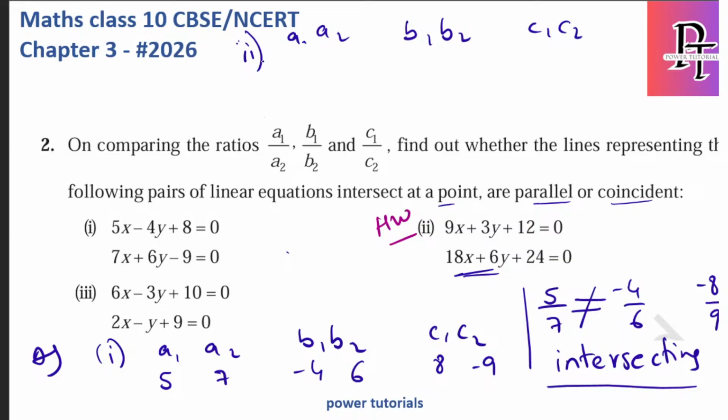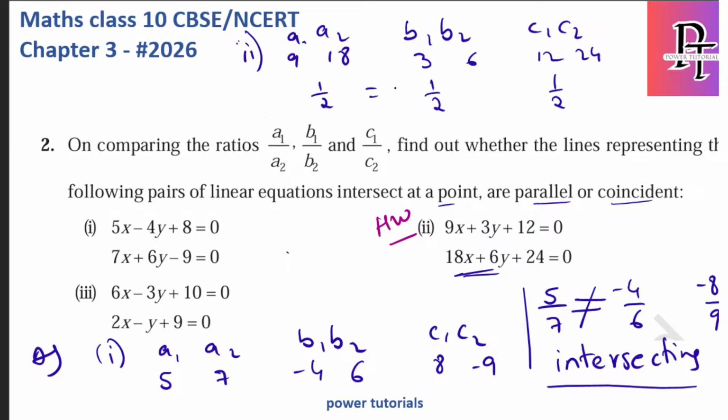What is A1, A2? 9, 18, because they are nothing but the x coefficients. B1, B2: 3, 6. C1, C2: 12, 24. What is A1 by A2? 9 by 18 is 1 by 2. B1 by B2, 3 by 6, is also 1 by 2. C1 by C2, 12 by 24, is also 1 by 2.